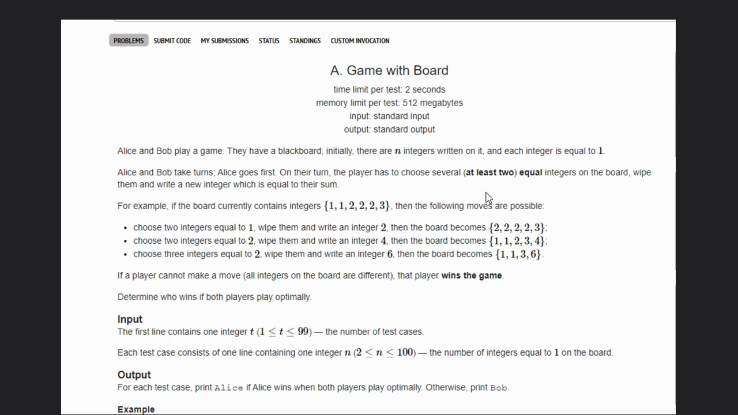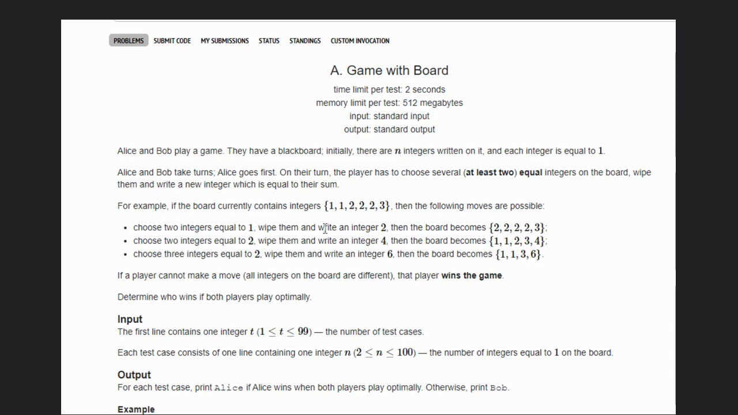Today we are going to see the Codeforces problem, Game with Board. In this problem, Alice and Bob have to play a game and they have a blackboard. Initially there are n integers written on it. Each integer is equal to 1. Alice and Bob take turns. Alice goes first. On their turn, the player has to choose several, at least two, equal integers on the board, and then write a new integer which is equal to their sum.